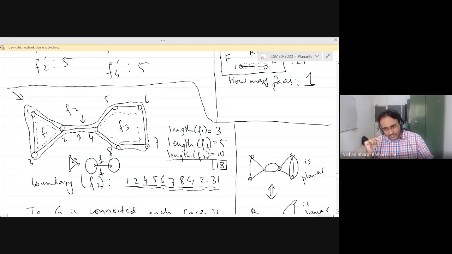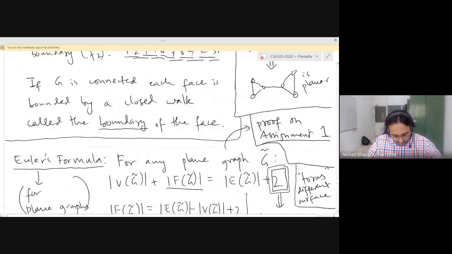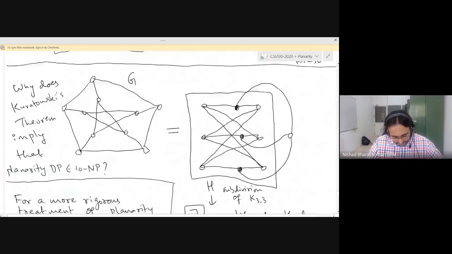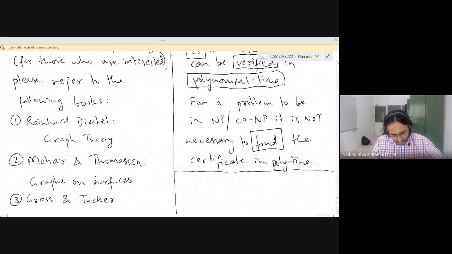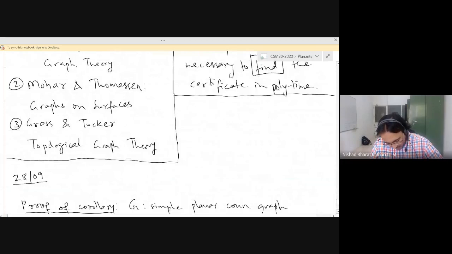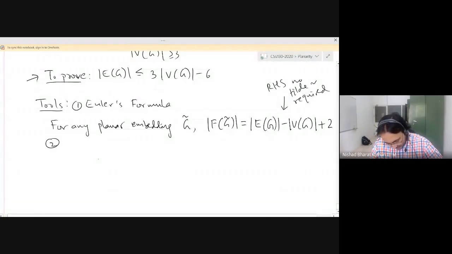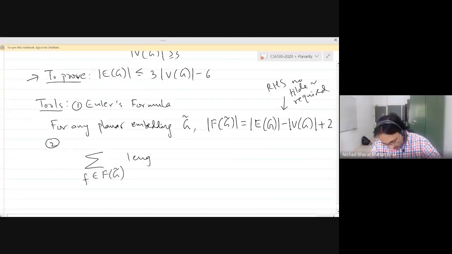And all other edges are counted once for each face they belong to, and they belong to 2 different faces. So that is a proof that the sum of the lengths of the faces is equal to twice the number of edges of the graph. Okay, so that is our second tool: the sum of the lengths of the faces is equal to twice the number of edges of the graph.